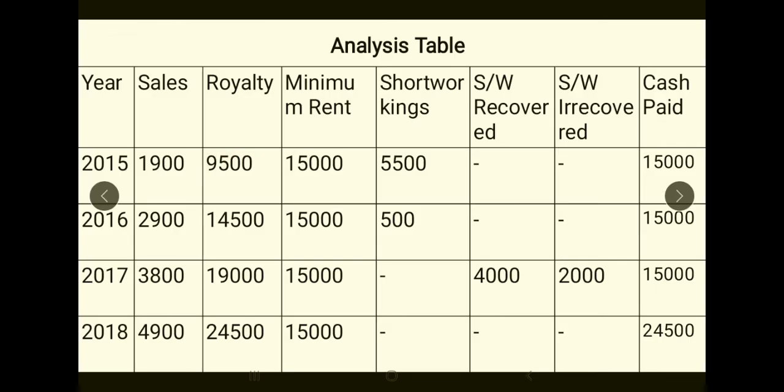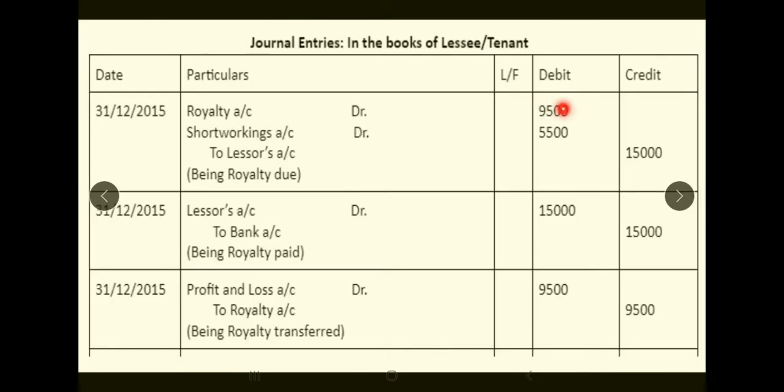Royalty is 9,500, short working is 5,500, cash paid is 15,000. Royalty column amount, short workings column amount, and cash paid column amount. Lessor's account debtor to bank, same amount, cash paid column amount. Okay, and P&L account debtor to royalty, this royalty column amount, which is 9,500.